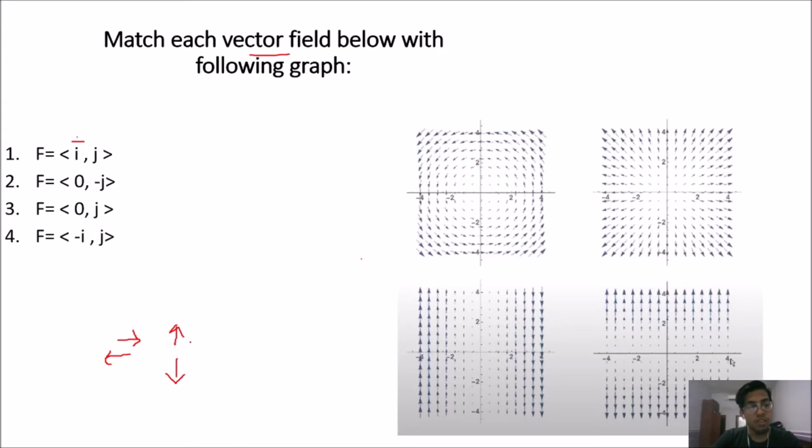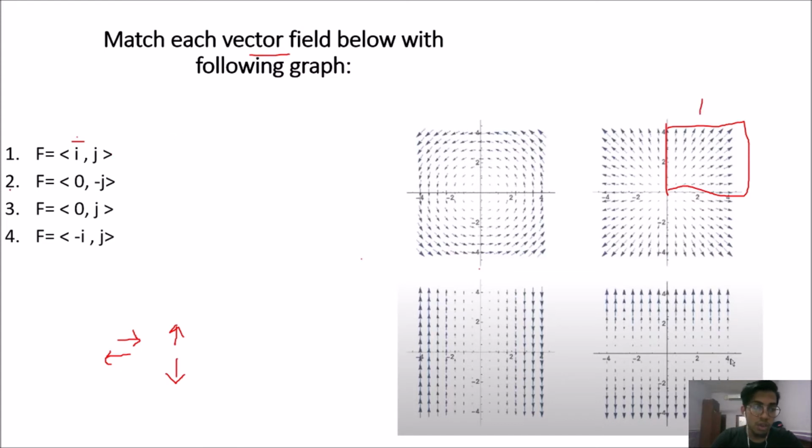Okay, we can proceed to the first question, that is i, j. Both are positive. That means we can find from each of these graphs which one has both directions going: horizontal going right and vertical going up. The only one applicable is this one, where in the first quadrant the horizontal moves to the right and the vertical moves up. So this one is number 1.